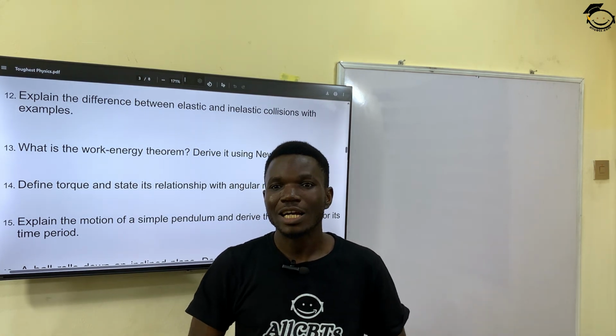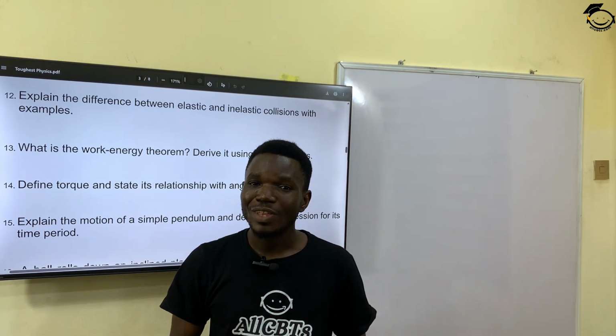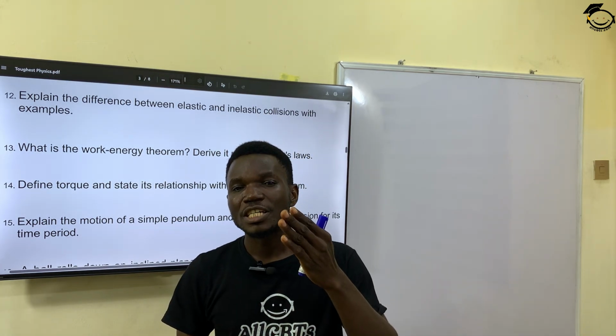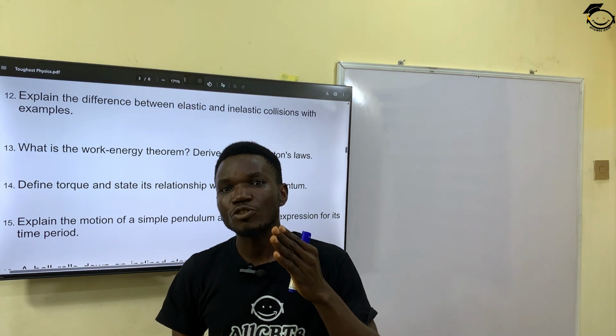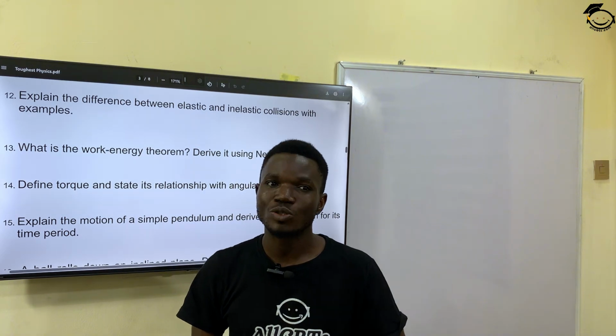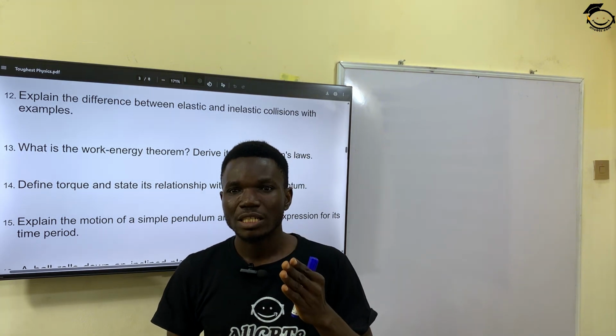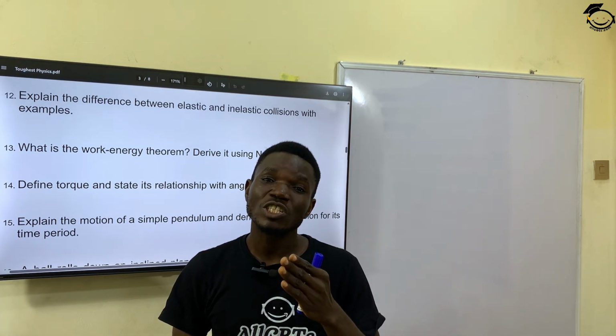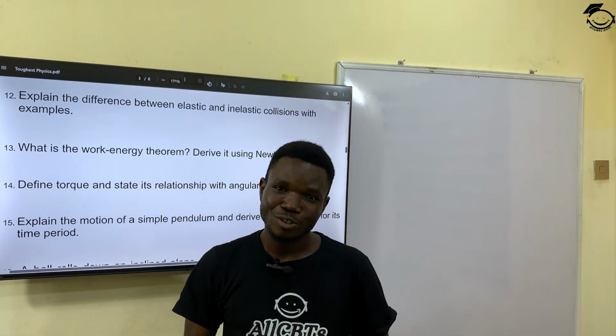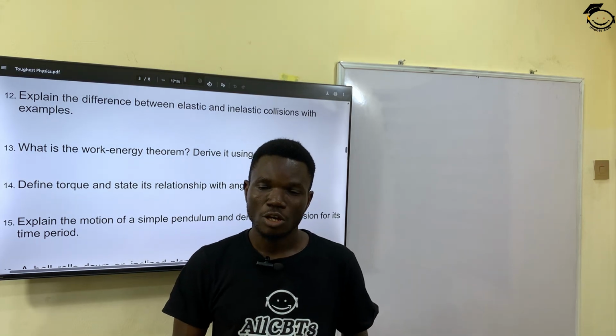So if there's a car crash, for example, after the collision, both cars will start moving with a new velocity after the crash, and they are stuck together. So if a car crashes into a trailer, they will start moving with the velocity of the trailer after the crash. So that is what an inelastic collision is.